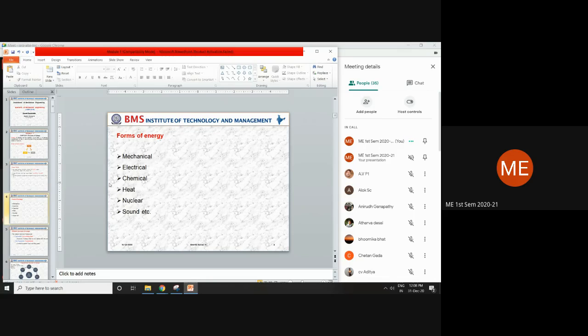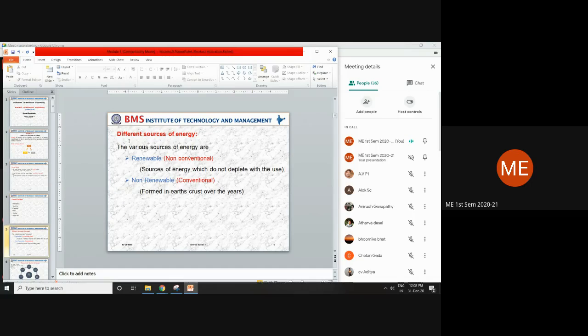Then we went about what are the different sources of energies, renewable and non-renewable. We discussed about renewable and non-renewable. I got the good answers for renewable and non-renewable. What is the renewable? Can anyone refresh? Those who joined yesterday and today, can anyone tell, what do you mean by renewable energy?